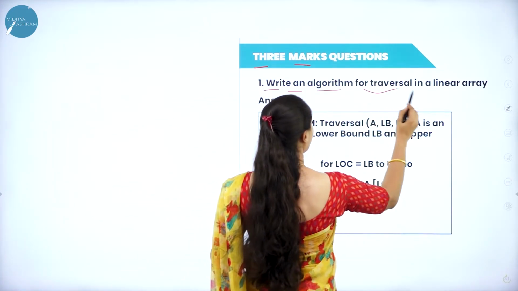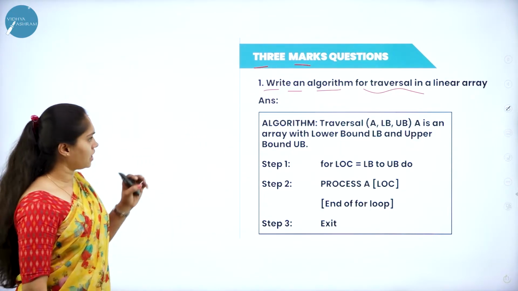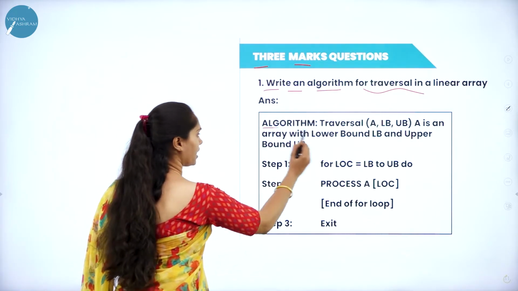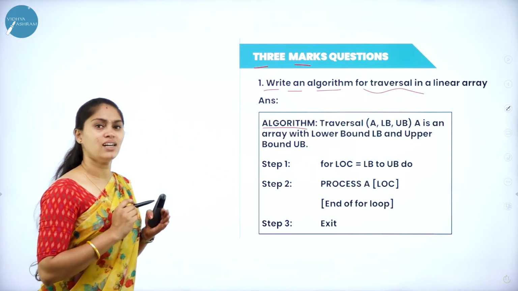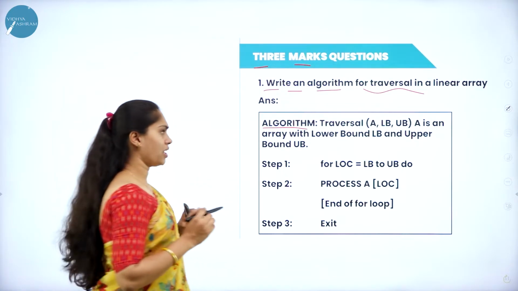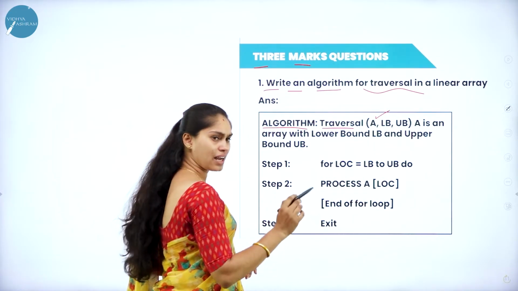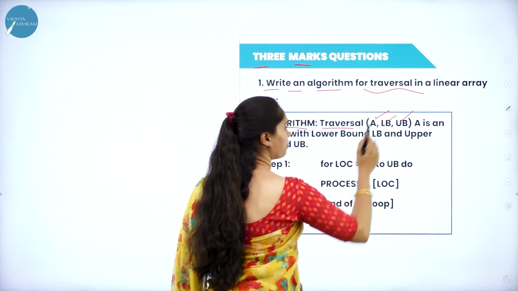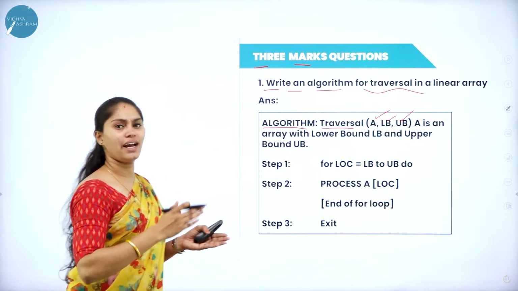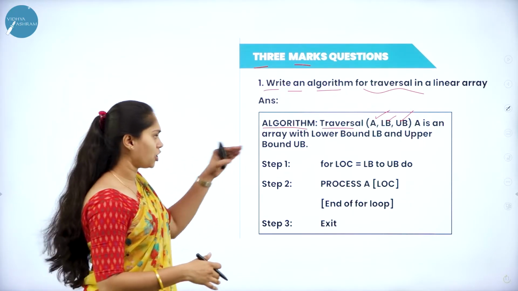Write an algorithm for traversal in a linear array. How are we going to get the marks for this kind of question? First, you have to write this. What data elements do I require when I want to perform this traversal? Here my function name is traversal and I have A. A is nothing but the array, and I require the lower bound and upper bound. If I know the minimum value and maximum value, only then can I traverse, only then can I reach from one node to another. That you have to mention.